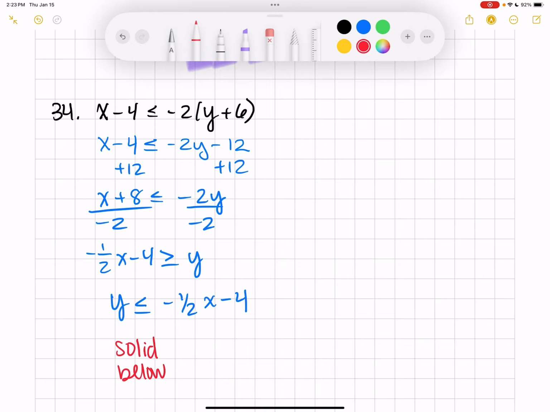All right, now, using this information, I want you to try to graph it yourself now. I can do that. Let's see if Taylor can do that.